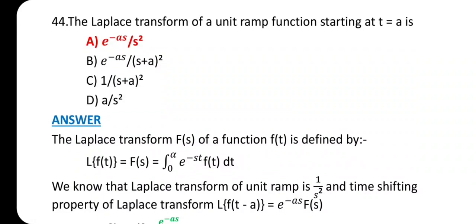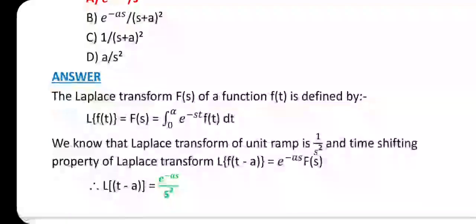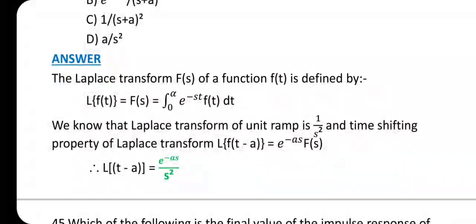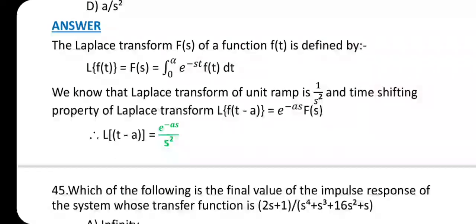Question number 44. The Laplace transform of a unit ramp function starting at t equal to a is, answer is option e raised to minus as by s square. The Laplace transform F(s) of a function f(t) is defined by Laplace transform of f(t) equal to F(s), which is equal to integral 0 to infinity e raised to minus st f(t) dt. This is standard form.